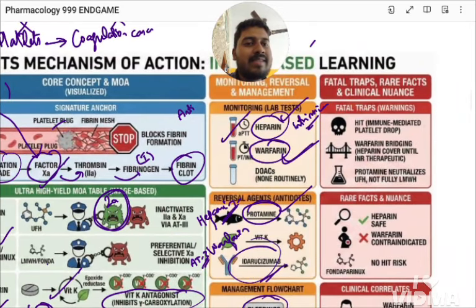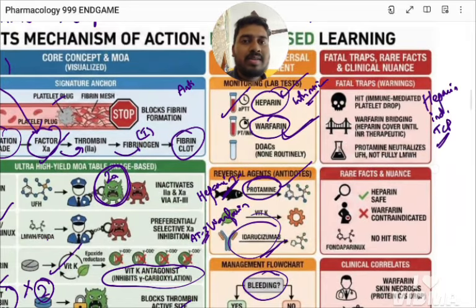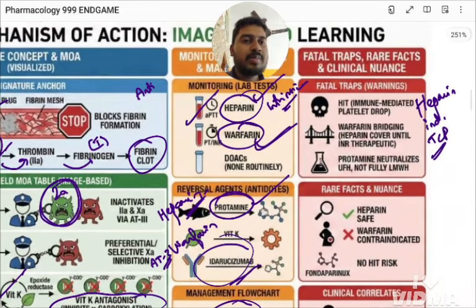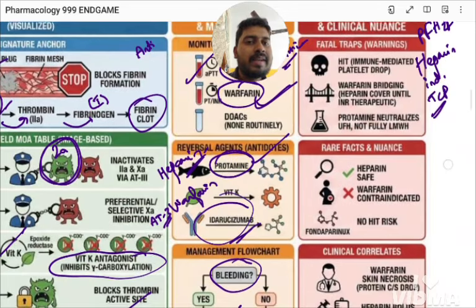One is HIT. HIT is nothing but heparin induced thrombocytopenia. What will happen is, because of heparin, some antibodies are created which will cause thrombocytopenia. So this is known as heparin induced thrombocytopenia. Actually the antibodies are against platelet factor 4.